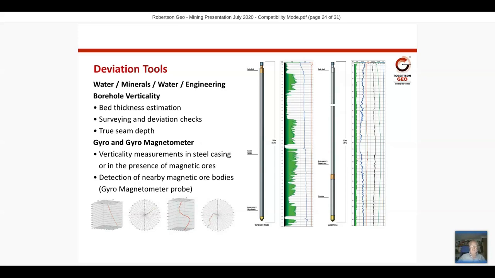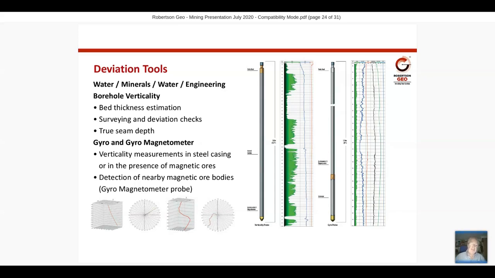And related to deviation measurement is a gyro and gyromagnetometer, which we can use to conduct verticality measurements within steel casing or in the presence of magnetic ores where a borehole verticality tool wouldn't be able to be used. So magnetic ore bodies and steel casing application for the gyro. And again, you can see some of the images on the right-hand side that are produced. But the plots in the bottom, again, very illuminating on the actual trajectory and the 3D geometry of the borehole.